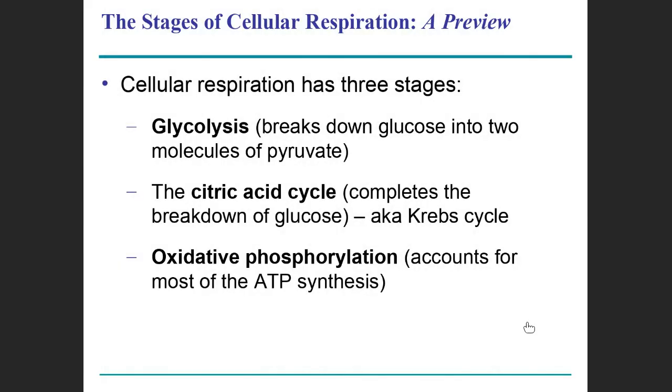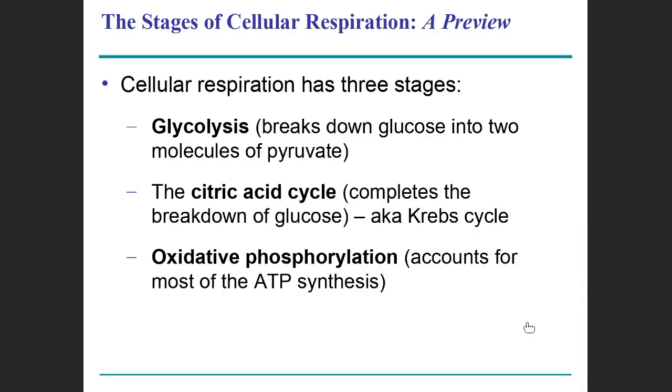So, cell respiration, aerobic cell respiration, has 3 stages. And the first stage is glycolysis, right? Glyco refers to sugar, in this case glucose, and lysis means to split, right? To break it down. The citric acid cycle goes by different names.